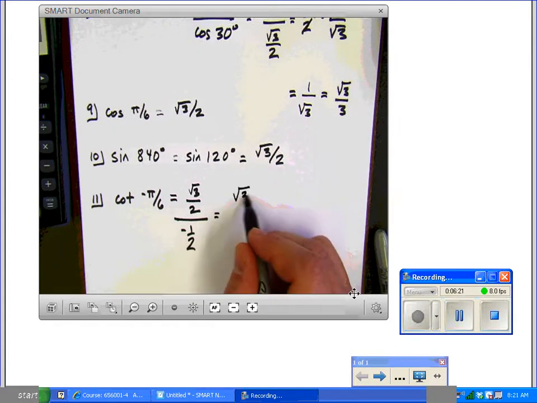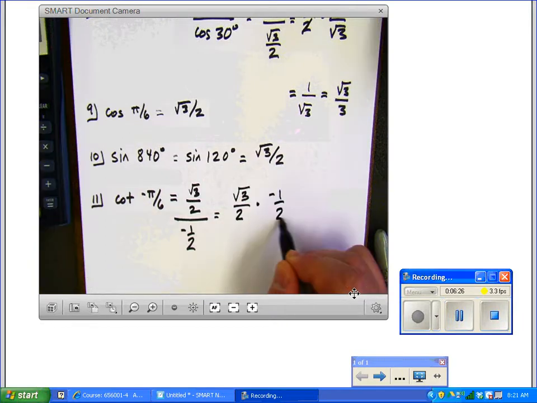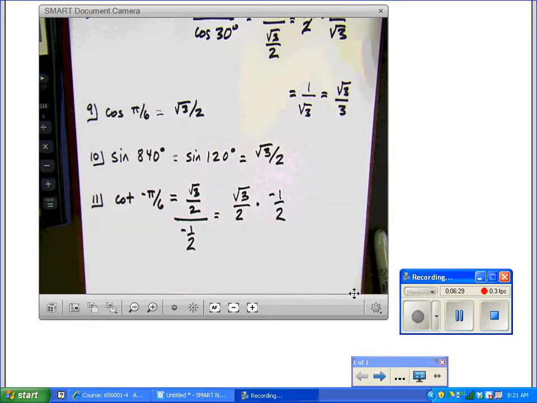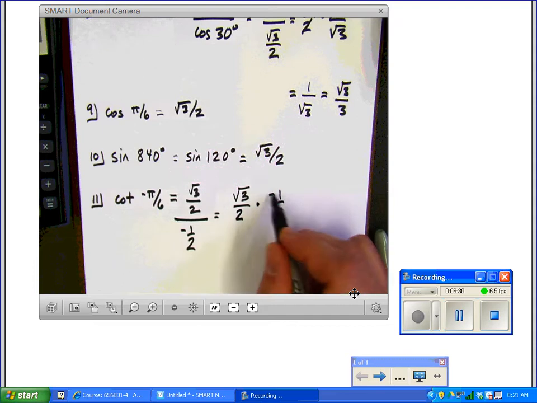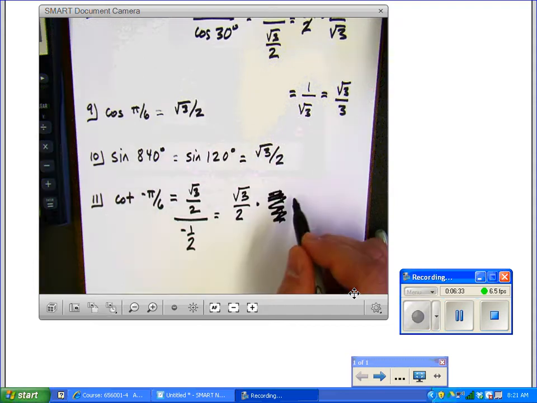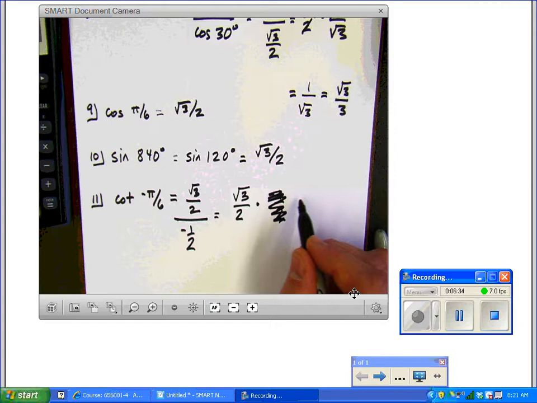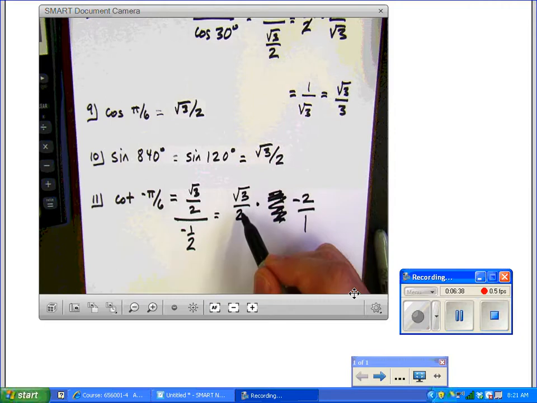Oh, I didn't do it by the reciprocal. Times the reciprocal of negative 1/2 would be negative 2 over 1. Right, so these 2's will cancel. And it's just going to leave me with square root of 3 times a negative 1 there. And so that's just negative square root of 3.